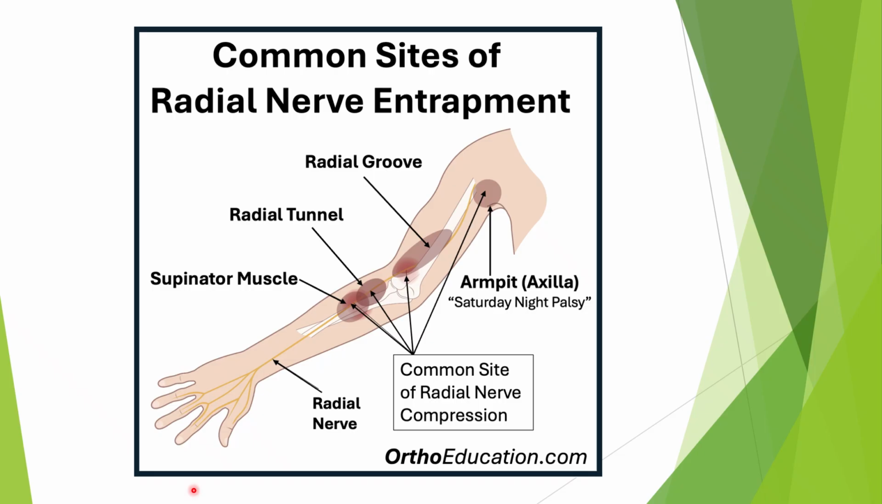Common sites of radial nerve entrapment: it can get compressed at the radial groove, the radial tunnel, and between the two heads of the supinator muscle. Damage to the radial nerve at the spiral groove results in partial loss of extension of the elbow. You can expect only partial weakness of the extension of the elbow. Injury to the radial nerve at the lateral epicondyle: there is no loss of extension of the elbow in this case because the extensor carpi radialis longus and the extensor carpi radialis brevis are spared.